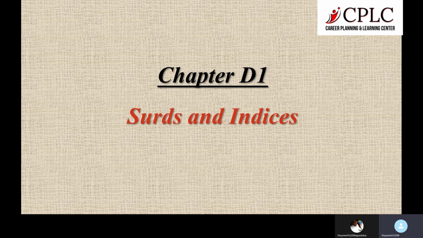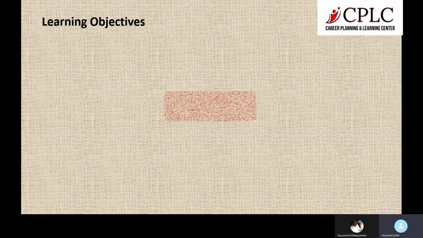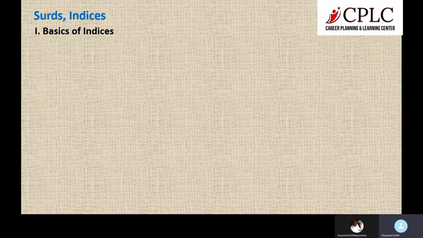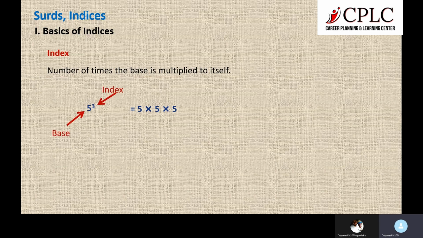And this D module is also in continuation of the main broader classification of number theory. So let's start with surds and indices. The first and foremost part is the introduction. What is the power and what is the base? So when we say 5 cube, what we really mean is we are multiplying 5 with itself 3 times. And 5 is called the base and the power is called the index.